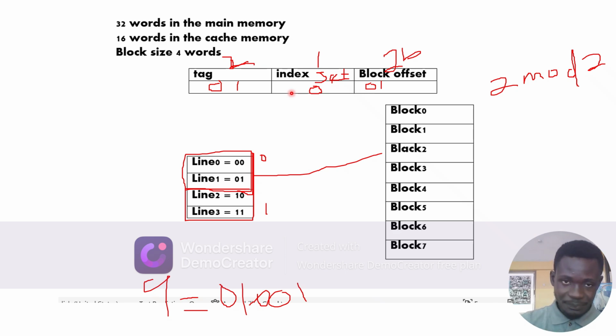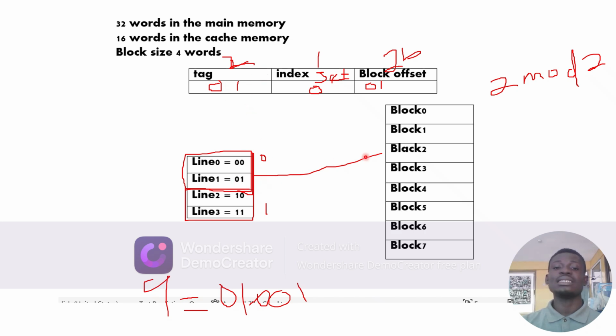Let's see, this will tell us that we should go to set 0, and inside this set 0, so we are now inside set 0. So this tag will tell us the block that we are looking for. So here is the block. The block is 01. You see, when you come here, 01, you'll find it here. This is the block 01.